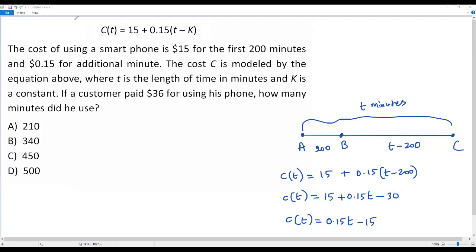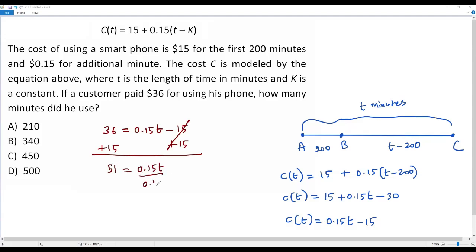Okay, now the cost function is complete. In this cost function, we can plug in this 36 and find the value of t. That is 36 equals 0.15t minus 15. Now let me add 15 to both sides. When I add 15 to both sides, negative 15 and positive 15 will cancel out. When I combine this positive 36 and positive 15, I am getting 51 equals 0.15t.